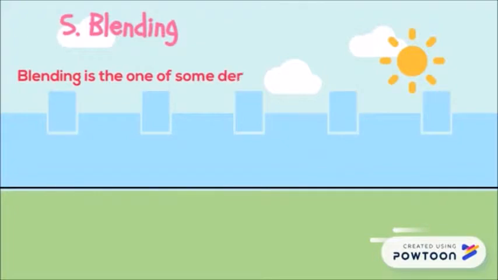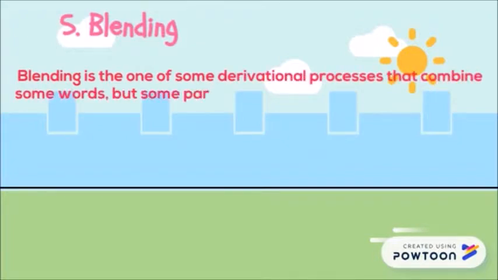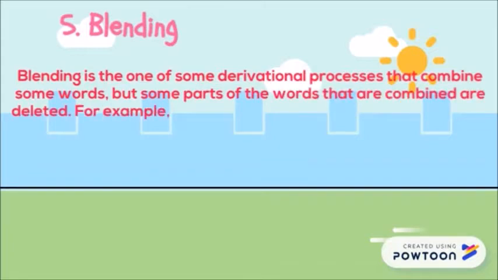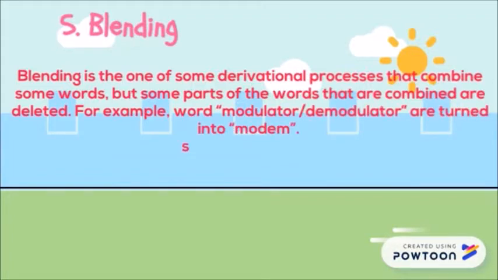5. Blending. Blending is one of the derivational processes that combine words, where some parts of the combined words are deleted. For example, the words modulator and demodulator are turned into modem. Smoke plus fog becomes smog.